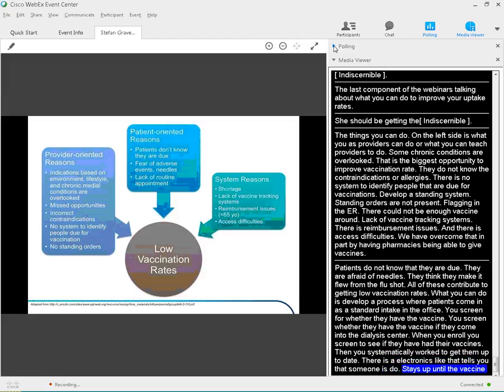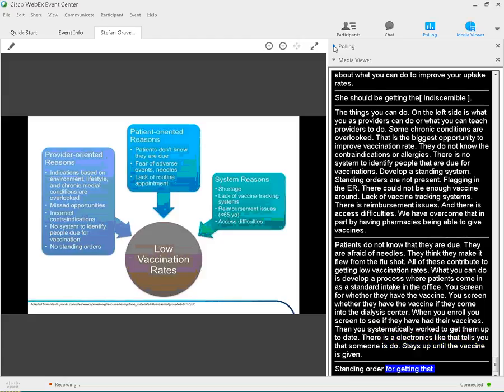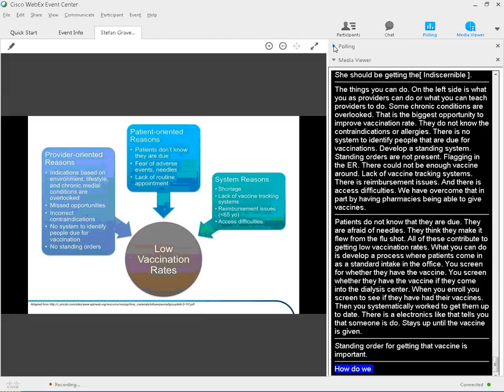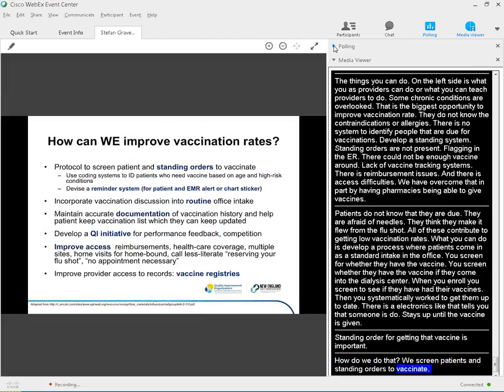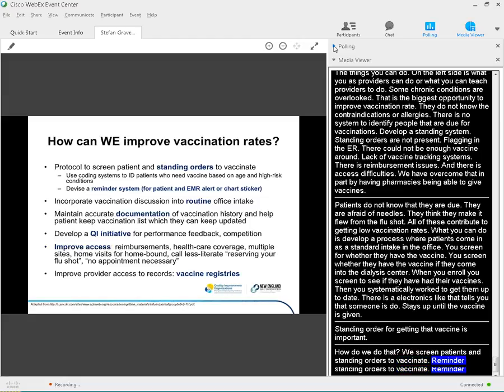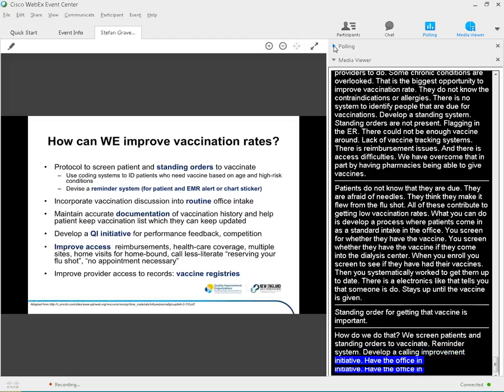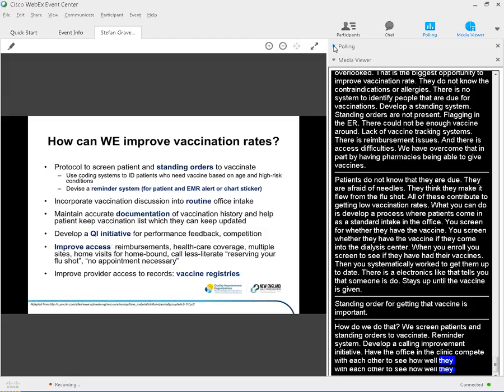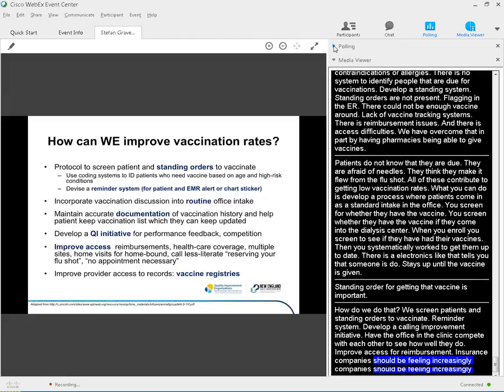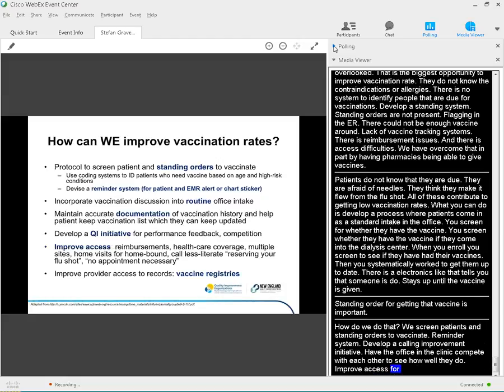So how do we do it? Protocol screen patients and standing orders to vaccinate. A reminder system. Put the vaccination discussion into routine office intake. Develop a quality improvement initiative for performance feedback, and have the office and the clinic or the dialysis centers compete with each other for how well they do. Improve access with reimbursements, healthcare coverage, multiple sites, home visits for homebound. And insurance companies should be feeling increasingly compelled to be providing vaccines that are in fact very cost effective. So improving provider access to records, vaccine registries, which is a political question.